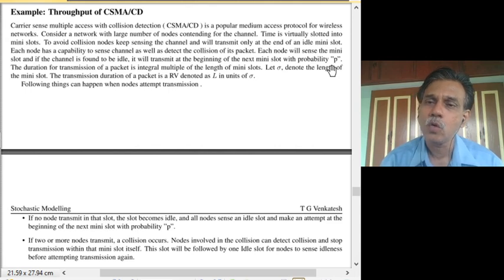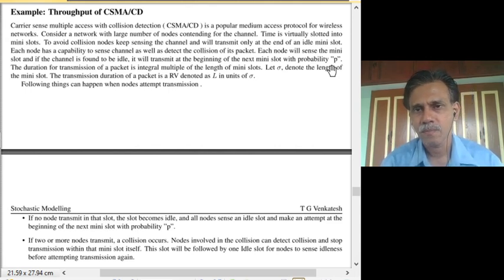On the other hand, when two nodes or more than two nodes attempt transmission, then each node can find out whether there is a collision or not. For example, by comparing what it has transmitted with what it senses from the channel.